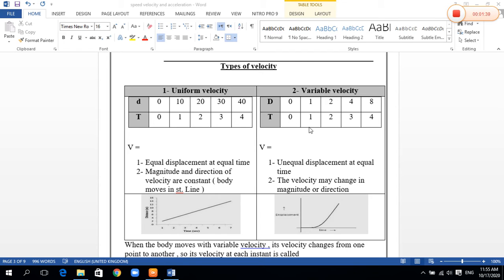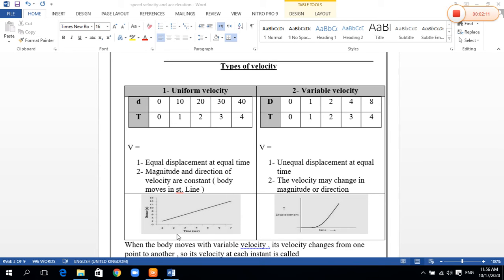After 1 second, it covers 1 meter. After 2 seconds, it covers 2 meters. After 3 seconds, it covers 4 meters. After 4 seconds, it covers 8 meters. So, in this case, we can represent or draw a graph for each type of velocity.